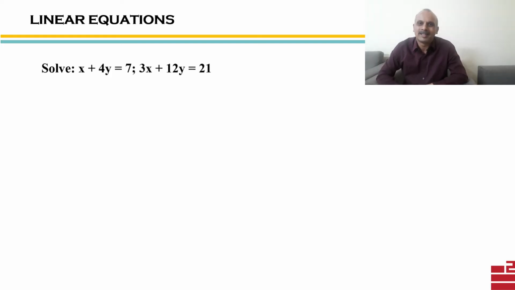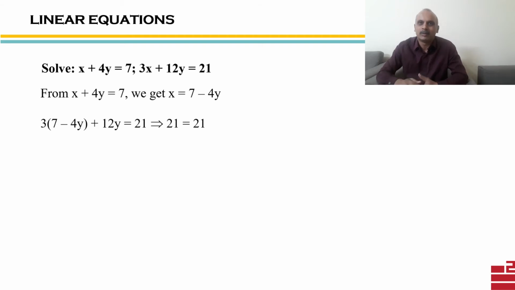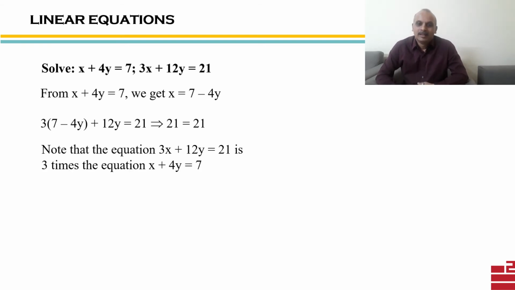Let us solve this system of simultaneous equations by any method, elimination or substitution, your choice. So if we see from the first equation, I can say x is equal to 7 minus 4y. Putting it in the second equation, I will get something like this. And I end up with an equation that 21 equals 21, which is an obvious result, but we don't get any specific value of x or y. What is the problem? Where is the problem? So we realize that the second equation is 3 times the first equation.